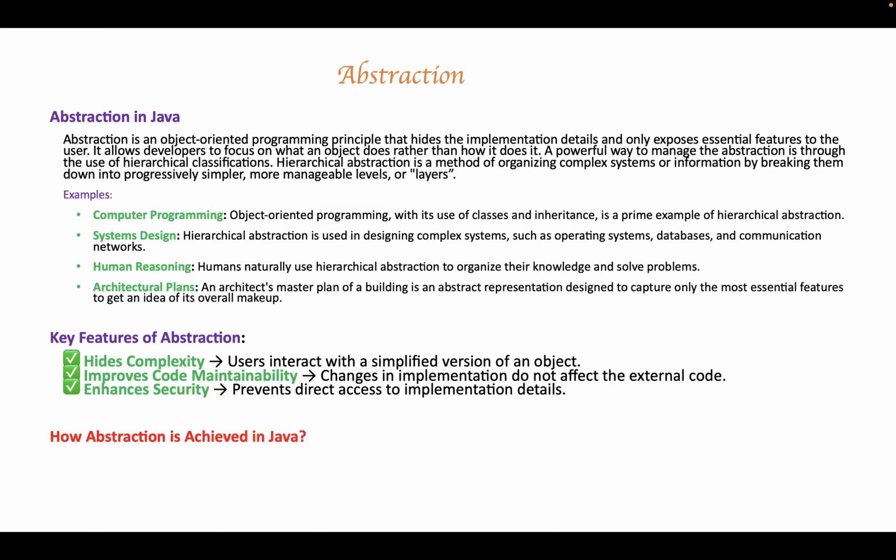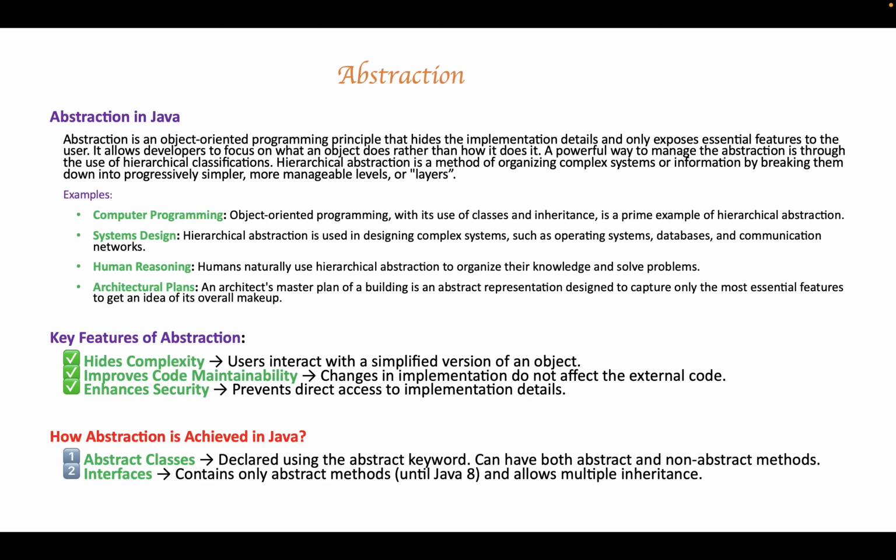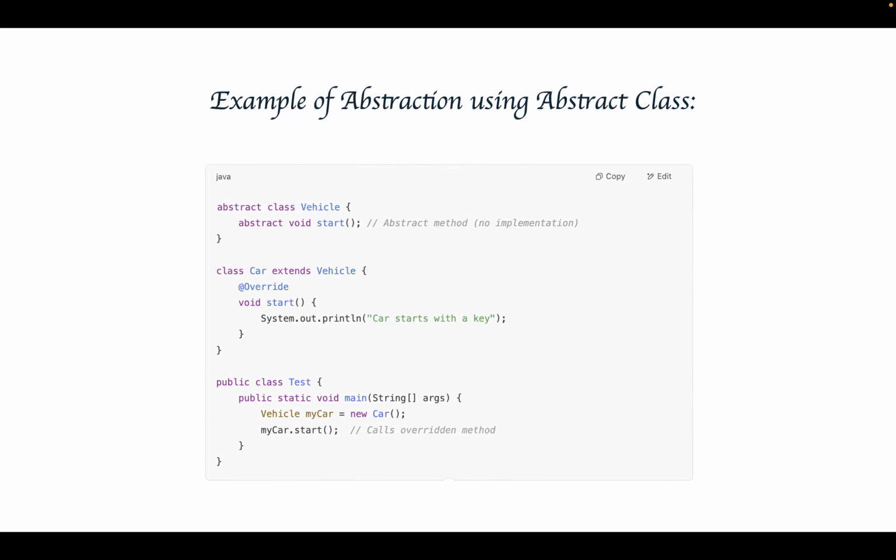How is abstraction achieved in Java? Abstract classes, declared using the abstract keyword, can have both abstract and non-abstract methods. Interfaces contain only abstract methods and allow multiple inheritance. Then see the code implementation. You just add the keyword abstract before any class or method, and then it becomes abstract. We will see that in future lectures.